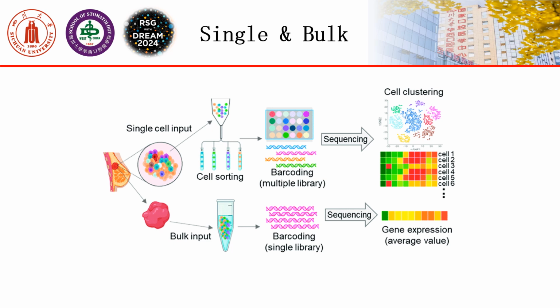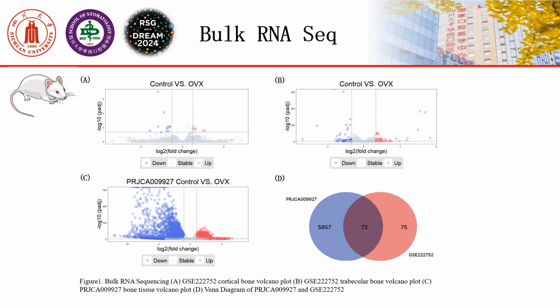And I will give a brief introduction about the two most common omics, single-cell RNA sequencing and bulk RNA sequencing. The difference is that bulk RNA sequencing can only show the sample's average gene expression value, but it cannot separate it into different cell types. However, single-cell RNA sequencing can compensate for that disadvantage, but it is a very expensive technique and requires high-quality samples. So in our study, we try to combine these two.